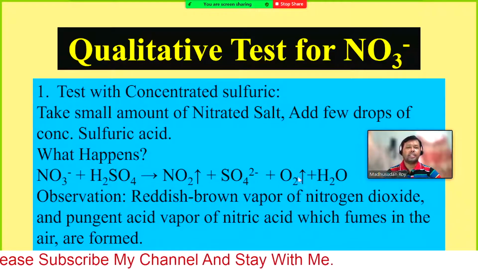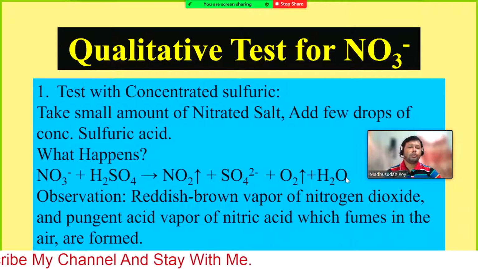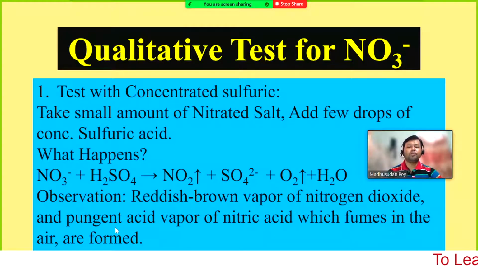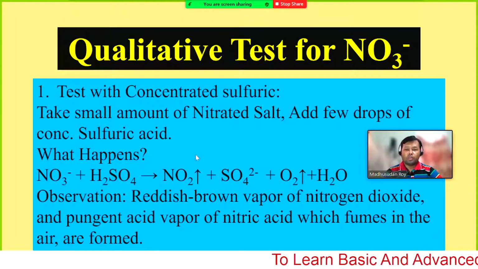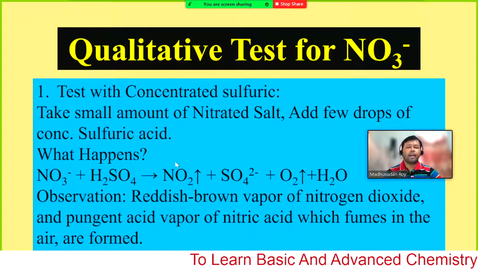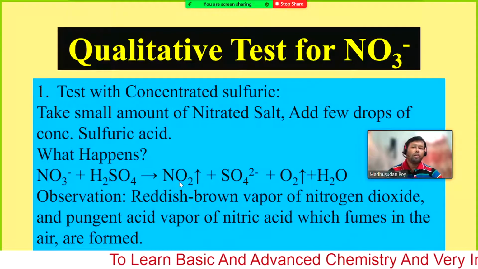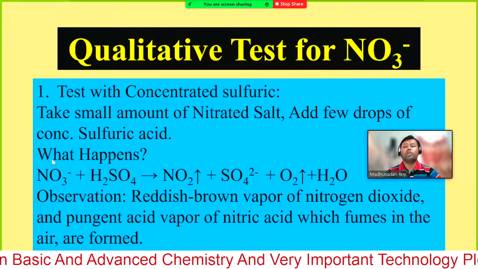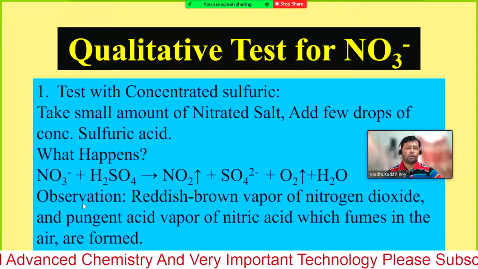This nitrate with water will form some nitric acid after some time. So you will observe some fumes of nitric acid, pungent acid vapor, and the reddish brown vapor of nitrogen dioxide. If you observe these, you can assume the presence of nitrate in your sample.